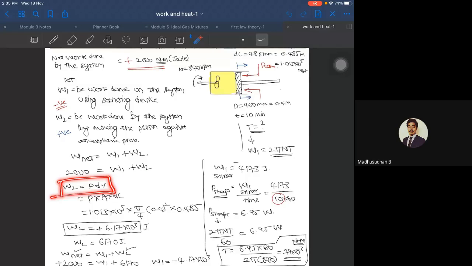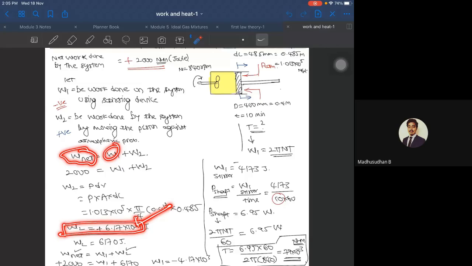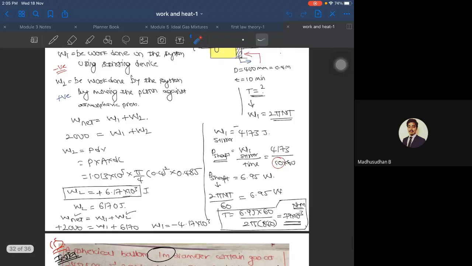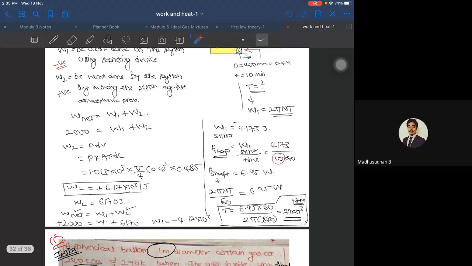Now, W2 is again P into dV. dV can be replaced as area into change in the length. Change in the length, you know, area, you know, pressure, you know, just substitute, you will calculate the value of W2. Since you know the value of W2, since the W net is given, you can calculate what is W1. Yes or no? Just substitute here. So W2 you have got to know. W net is equal to W1 plus W2. Substitute, you'll get the value of W1.